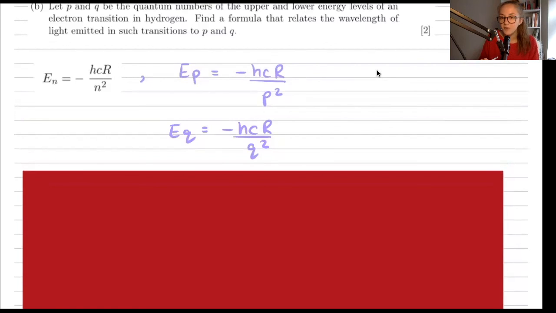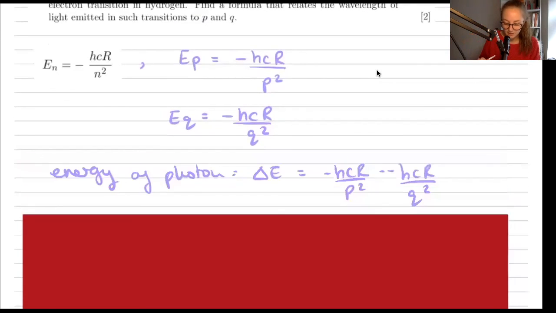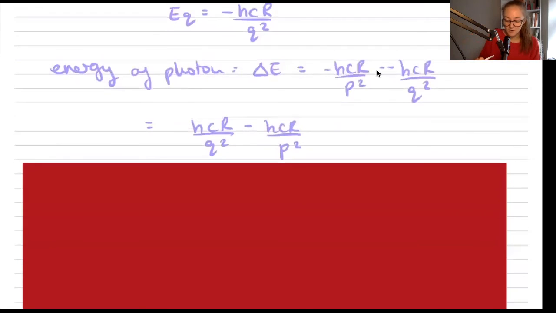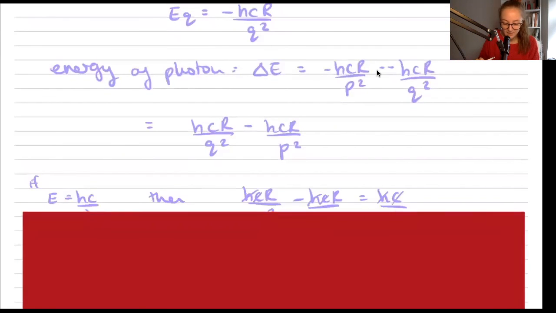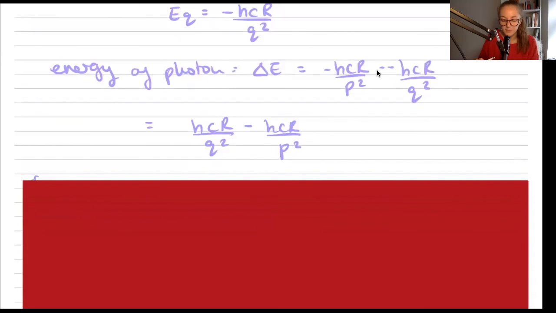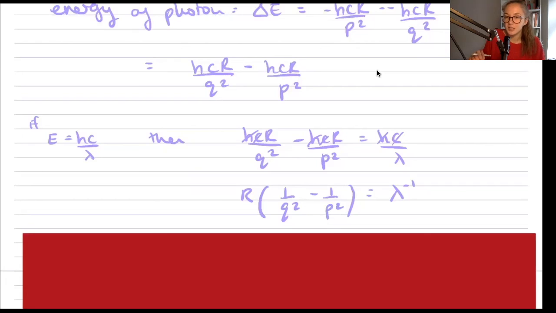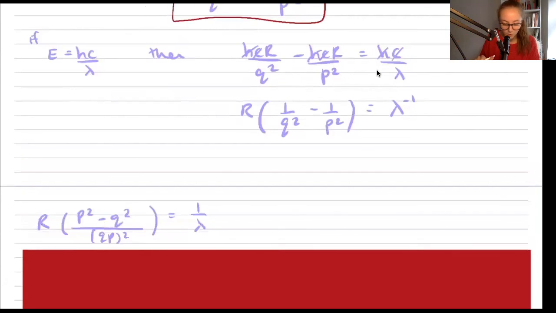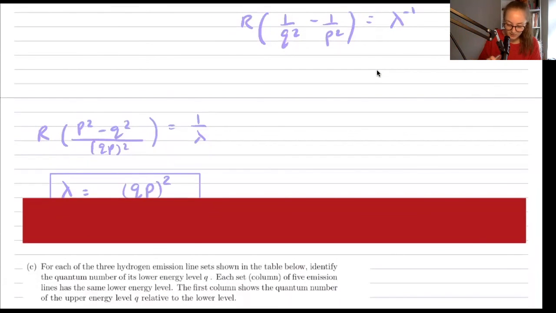So the amount of energy released dropping from the higher one to the lower one would be the change in these values. So minus hcR over P squared minus hcR over Q squared. Rearrange these to get hcR over Q squared minus hcR over P squared. And then we want to say that all of that energy is converted to a photon energy, I suppose. So we can equate hc over lambda, which is what we said in the first part, to this expression here, cancel our hc's, and then we can get an expression for lambda, which is what they wanted.